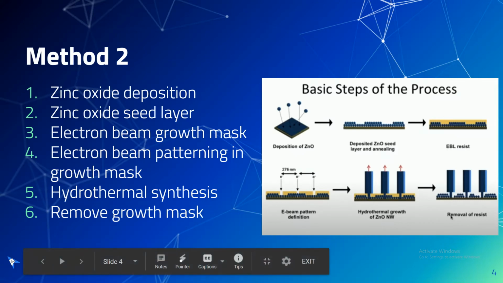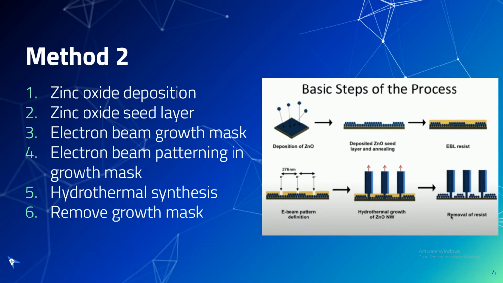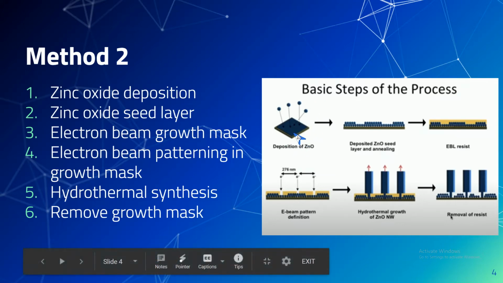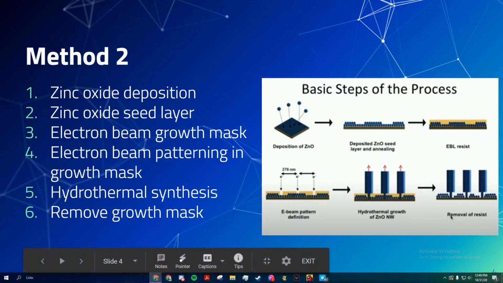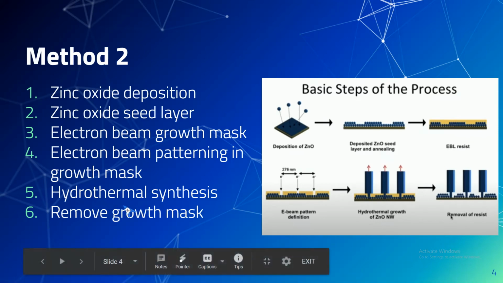So similar to the first method, the deposition of zinc oxide onto the substrate is still going to be the first step of the procedure. So as you can see here, this is the deposition of zinc oxide. That's the first step. Second, again, we have the seed layer growing onto this deposition and growing onto the substrate. So that's the second step. Third step is where the differences begin.